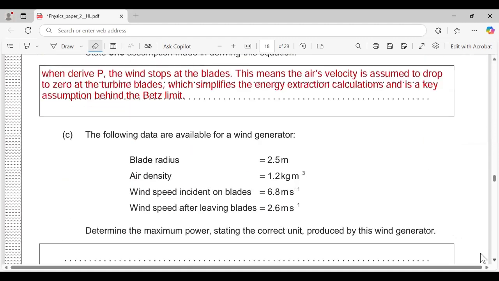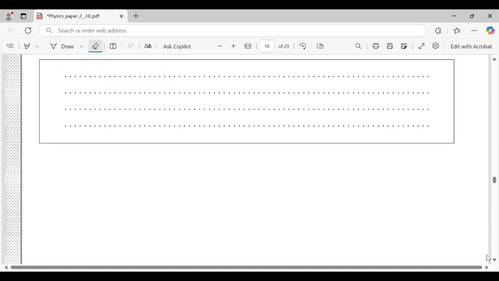The following data are available for a wind generator. Blade radius, air density, wind speed incident on blades, wind speed after leaving blades. Determine the maximum power, stating the correct unit, produced by this wind generator.